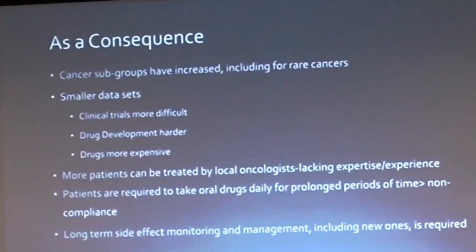So what's the consequence of this? One is that cancer subgroups have increased, including for rare cancers. We're dealing with smaller and smaller numbers from which we're trying to draw decisions. We have smaller data sets, which makes trials more difficult. More patients are being treated by local oncologists because it is easier to write a prescription sometimes than to send a patient to a center of excellence where they're going to be seen by somebody with more experience. So we're depending upon patients to take their drugs. We're depending upon sometimes less experienced oncologists to treat the patients.